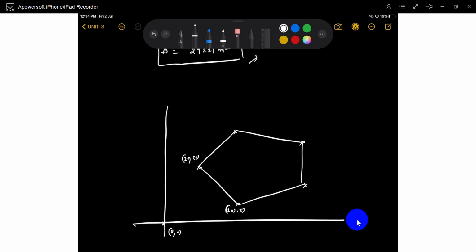Sir, how? Go to calculus. Lines and areas. If you know the coordinates, can you find it? This is x1 y1, x2 y2, x3 y3, x4 y4, x5 y5. If you know the coordinates with the fixed reference line, can you find out the area? What is the formula? This is also one method.